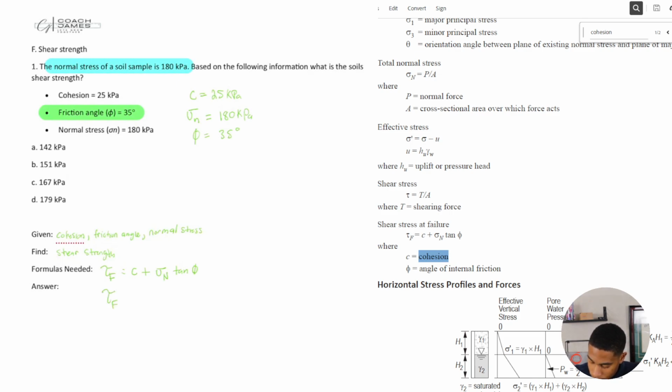All right, so let's plug and chug these numbers in. I'm solving for T sub F is equal to 25 kPa plus 180 kPa times the tangent of 35 degrees. When I solve for this, I get 151.03 kPa. Cool. So I know my answer is B. Pretty straightforward once you understand what's happening.